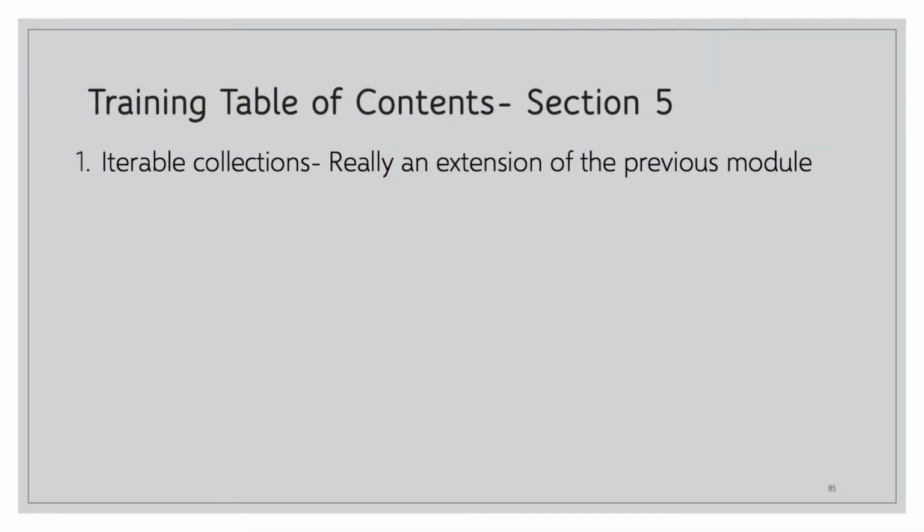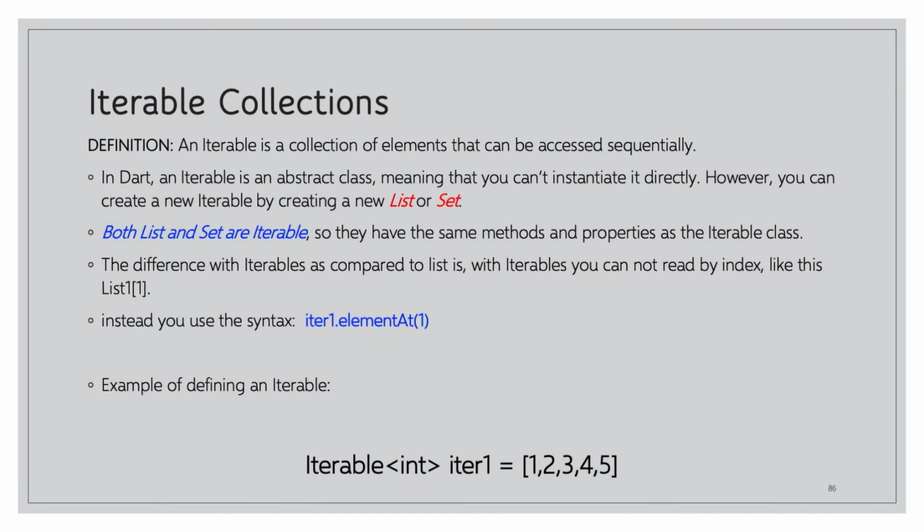In this section, we'll cover the iterable collections. The definition of an iterable collection: an iterable is a collection of elements that can be accessed sequentially. In Dart, an iterable is an abstract class. We haven't learned that yet, but that means that you can't instantiate it directly. However, you can create a new iterable by creating a new list or set. Both lists and sets are iterable, so they have the same methods and properties as the iterable class.